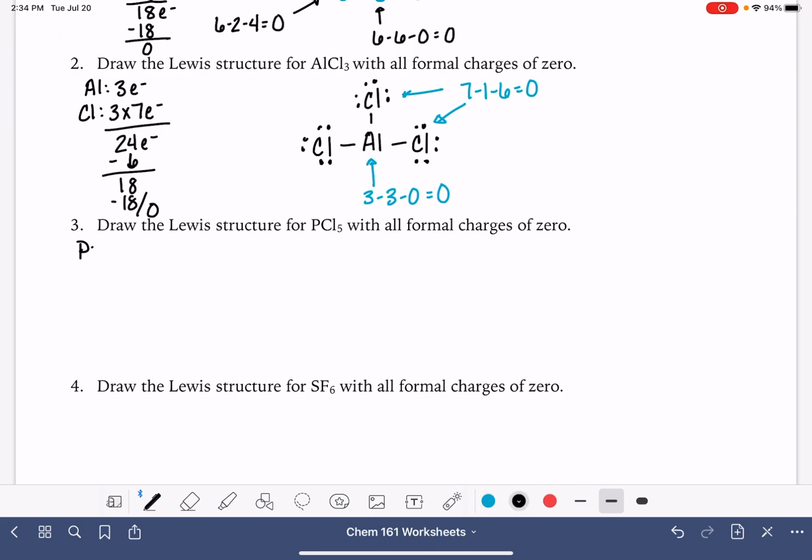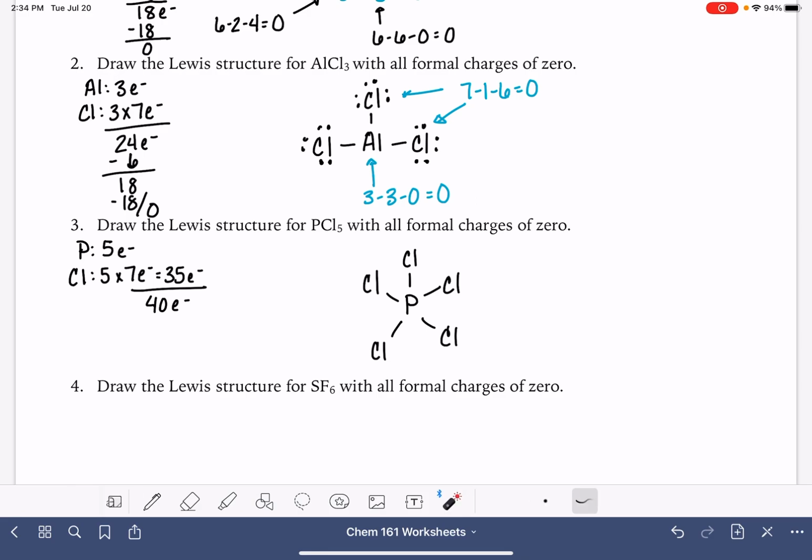PCl5, phosphorus has 5 valence electrons. We have 5 chlorine atoms. Each chlorine atom has 7, so that's a total of 35 for the chlorines, and overall total of 40 for the molecule. We're going to put phosphorus in the center. We're going to put all the chlorines around it. All 5 of them are going to fit around this. And that used 2, 4, 6, 8, 10 electrons. So we used 10 electrons to make those bonds. And now we're going to give the chlorine atoms their octets. They each need 6 more electrons. And we've got 5 chlorines. 6 times 5 is 30. So this is going to use up all of the electrons that we have.